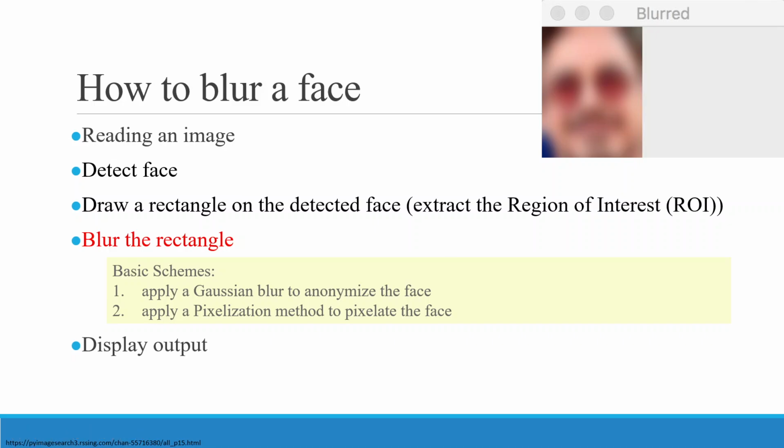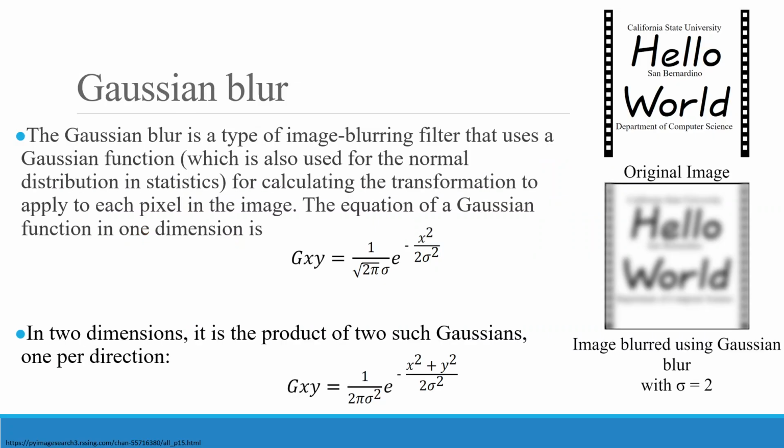There are two kinds of basic skills. The first is to apply Gaussian blur to the face. And the second one is to apply the pixelization method. For the first one, we try to apply the Gaussian blur. And here it is similar to the general Gaussian function in one dimension.